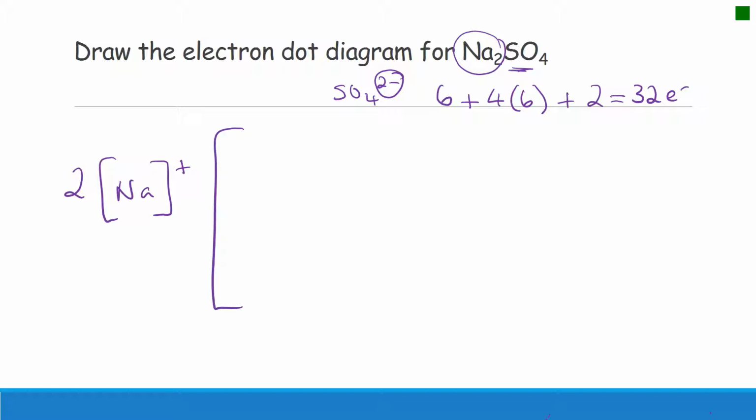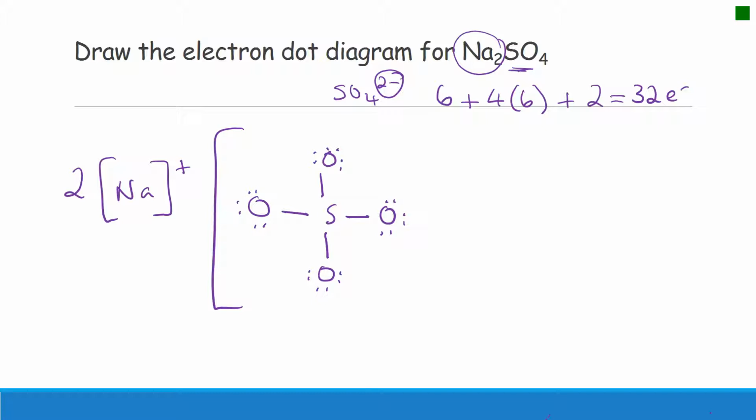I'm going to put it in the square bracket because it's going to be ionic. From this, it looks like sulfur is the central atom, so I'm going to put oxygens around it. I'm going to start by putting in single bonds. Then I need to complete the octet around it, keeping the electrons in pairs.